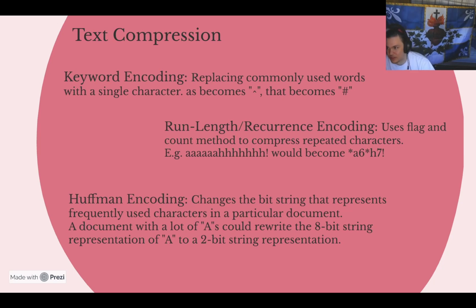One that you wouldn't necessarily be able to do by hand easily. Huffman encoding changes the bit string that represents frequently used characters in a particular document. A document with a lot of A's could rewrite the 8-bit string representation of A to a 2-bit string representation. Huffman realized, well, X and A and Z and E, they all have the same storage size. They all have the same footprint. But we use A's and E's way more than we use X's and Z's. So is there some way that I can make A, E, R, S, those types of very common letters be smaller?